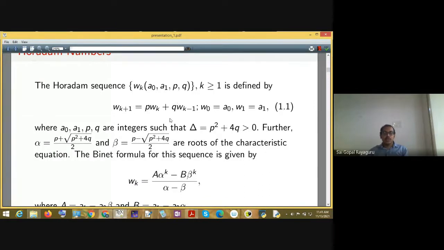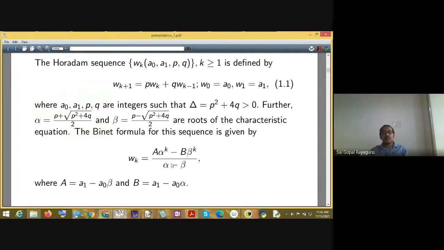Corresponding to this recurrence relation of the Horadam sequence, we have the characteristic equation x squared minus px minus q equal to 0. Upon solving, we will have two real roots: alpha is equal to p plus square root of p squared plus 4q upon 2, and beta is equal to p minus square root of p squared plus 4q upon 2. These two real roots of the characteristic equation corresponding to this Horadam sequence generate a closed form expression for obtaining the kth term of the sequence.